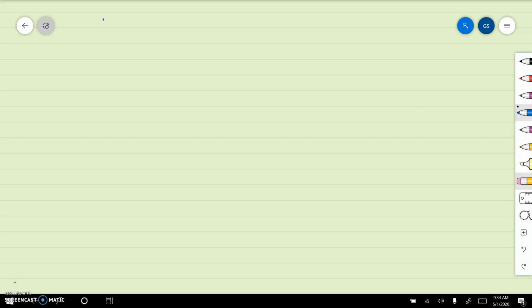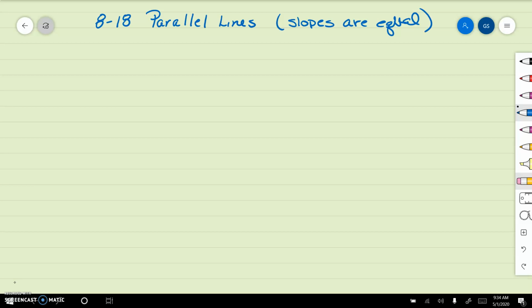Okay, so like I said, we're going to do 818 today, and that's parallel lines. And then slopes are equal. Just put that in parentheses. Basically what that says is if you know the slope of a line, then you know the slope of the line that is parallel to that first line.